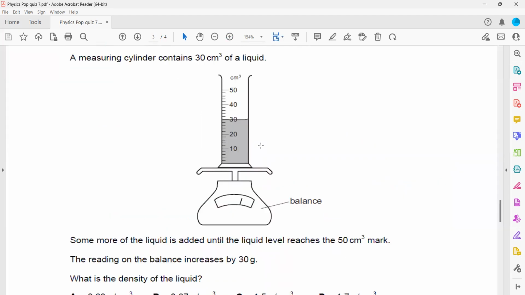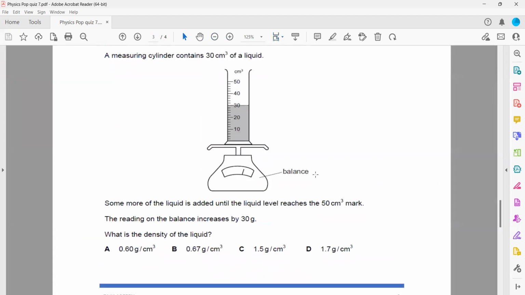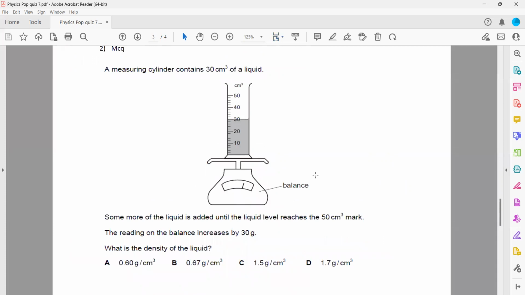A measuring cylinder which contains 30 cm cube of a liquid is there. Some more liquid is added until the liquid level reaches 50. The reading on the balance increased by 30. What is the density? Look, density we can find by knowing how much mass is there in a unit volume, or how much increase in mass there is with the increase in volume. Then we will know the density.